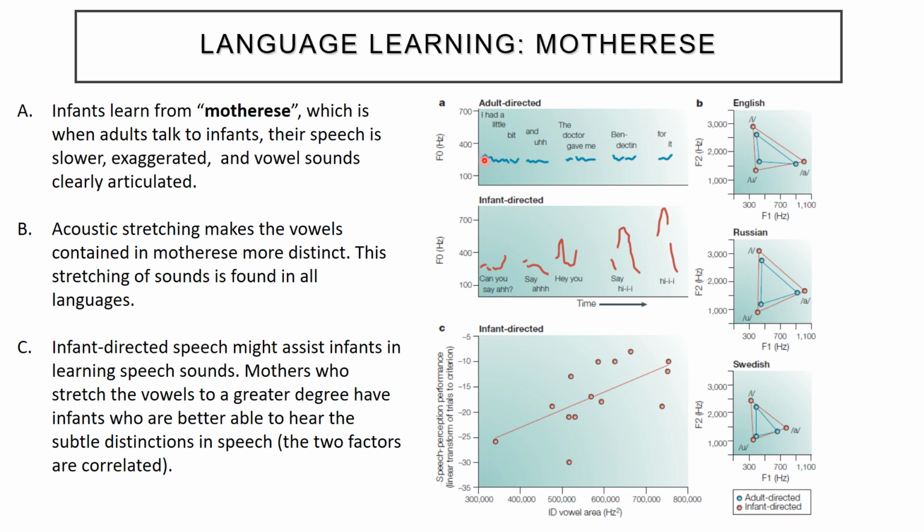So if I were to say this, it'd be, "I had a little bit, and the doctor gave me Benedictine for it." Pretty monotone, pretty flat. And that's how you would talk to an adult. But if you're talking to a baby, you're going to give infant-directed speech, and you're going to use Motherese. You're going to use acoustic stretching to make the vowels a lot more distinct, and this stretching of the sounds is found in all languages, which I'll explain in just a sec.